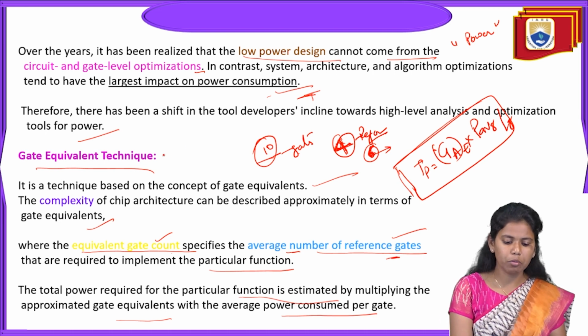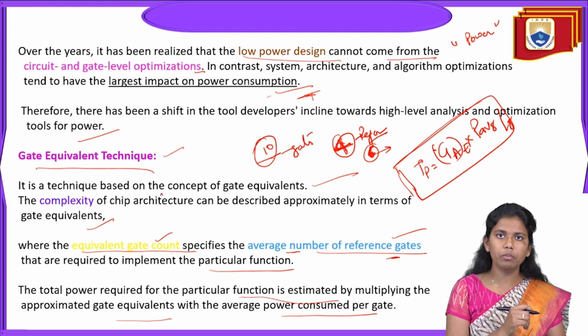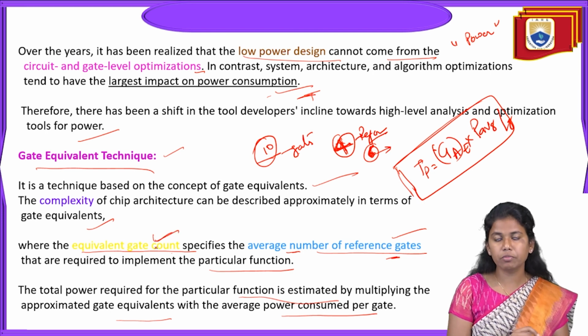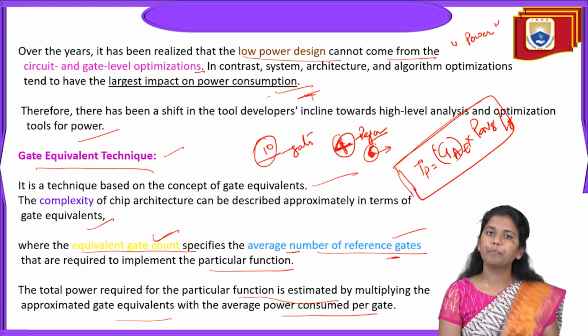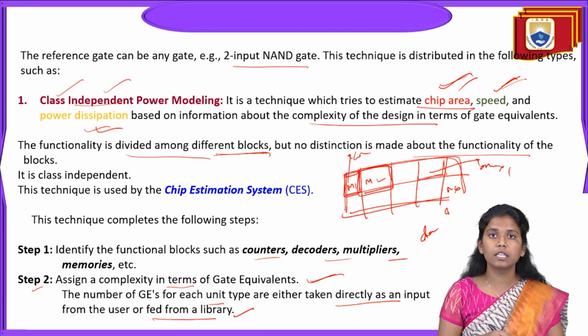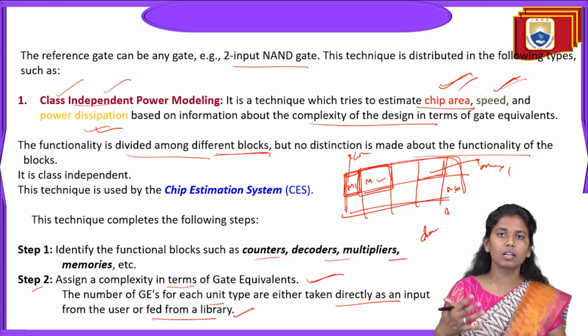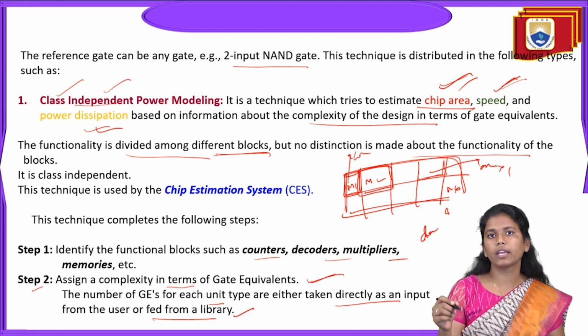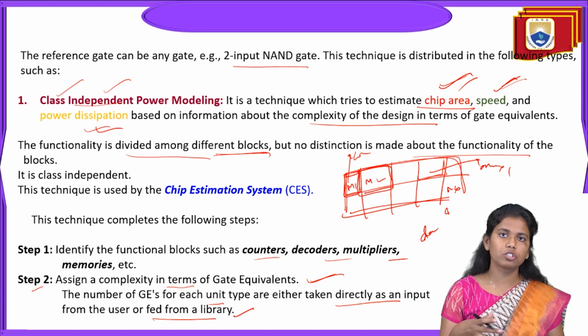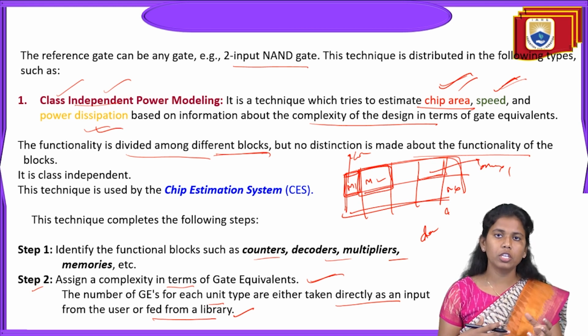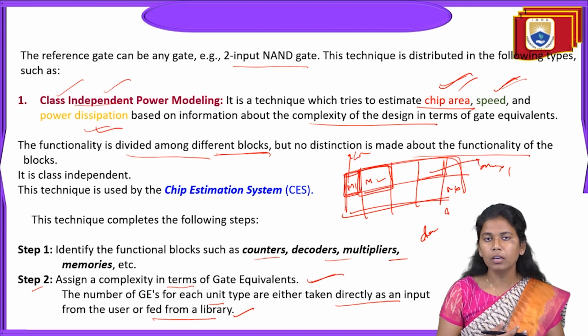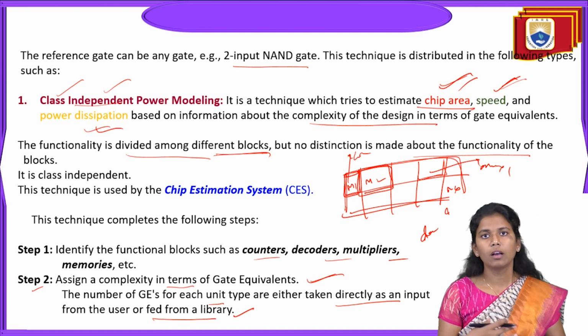In the power estimation techniques, we came across two cases. One is the gate equivalent technique, which is modeled with respect to gates, and the other is class independent and class dependent power modeling. When you compare them, remember that class dependent is more accurate, because in class dependent power modeling each and every functional block can be observed keenly, and if any block has a power problem, it can be rectified easily by using a calculation.